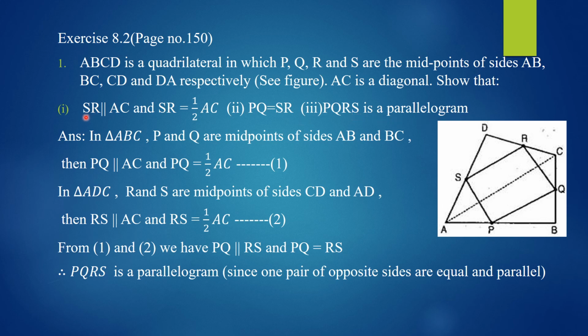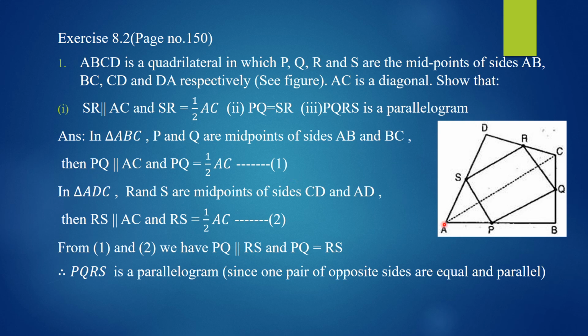To prove SR is parallel to AC and SR is half of AC, let us consider the triangle ABC where we can see P is the midpoint of side AB and Q is the midpoint of side BC. Using the midpoint theorem, we can say the line segment PQ will be parallel to AC as well as PQ will be half of AC. We can consider this as equation number 1.